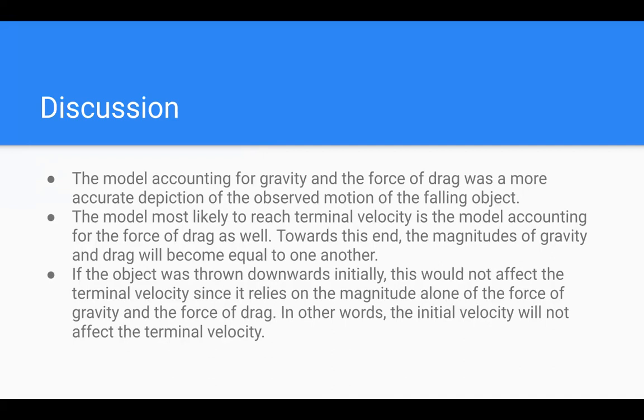So which model is most likely to reach terminal velocity? The model most likely to reach terminal velocity is the model accounting for the force of drag as well. And towards the end, the magnitudes of gravity and drag will become equal to one another. The answer to the second question is that if the object was thrown downwards initially instead of just being dropped, this would actually not affect the terminal velocity, since it relies solely on the magnitude of the force of gravity and the force of drag. In other words, the initial velocity would not change or affect the terminal velocity in any way.